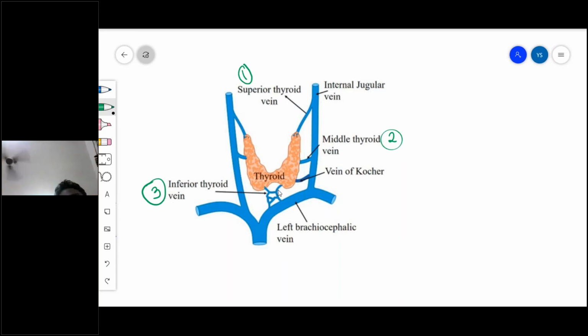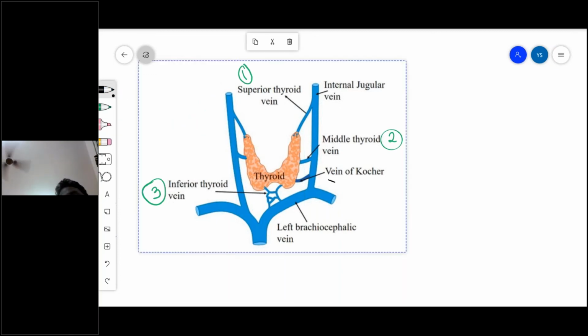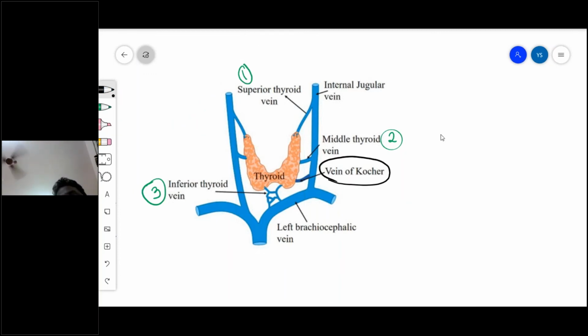Already I told you, the inferior thyroid vein usually emerges from the lower border or below the isthmus of the thyroid gland. You can see in the picture. And that is draining into the brachiocephalic vein. That is one. And one more vein is there, that vein is a clinical vein. Clinically this vein is very, very important. With black color circle I am showing this vein.